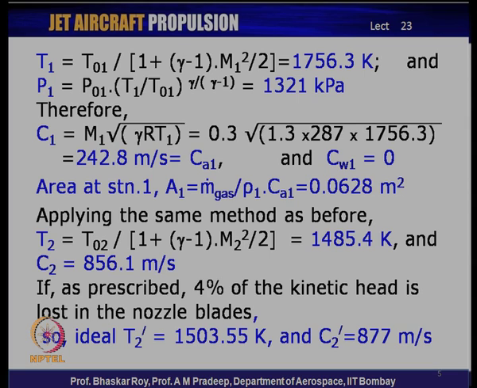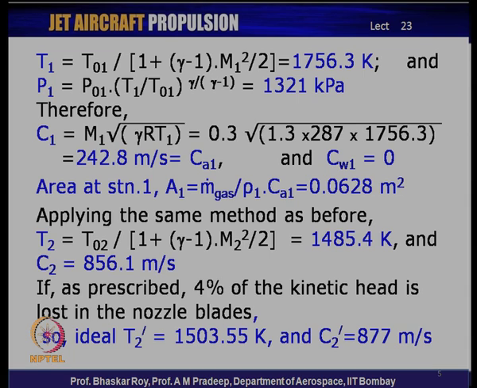You would notice that you would have to calculate the density rho 1 corresponding to T1 and P1 that we have just calculated. So, if you calculate rho 1 and plug in that value here, you would get an area of 0.0628 meter square at station 1, that is at entry to the turbine stator nozzle blade.